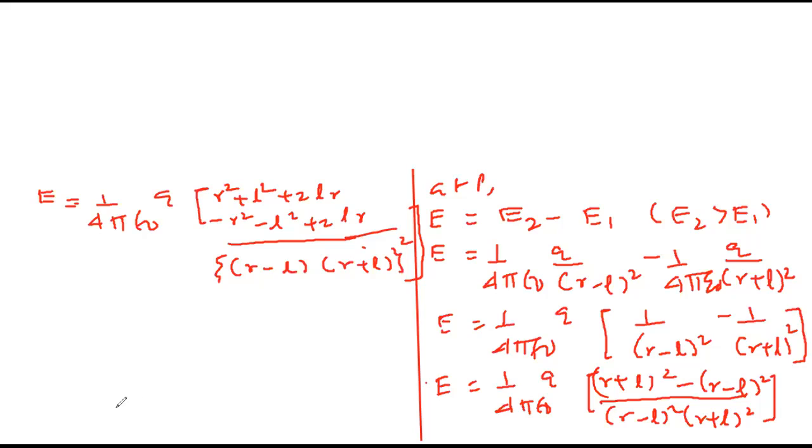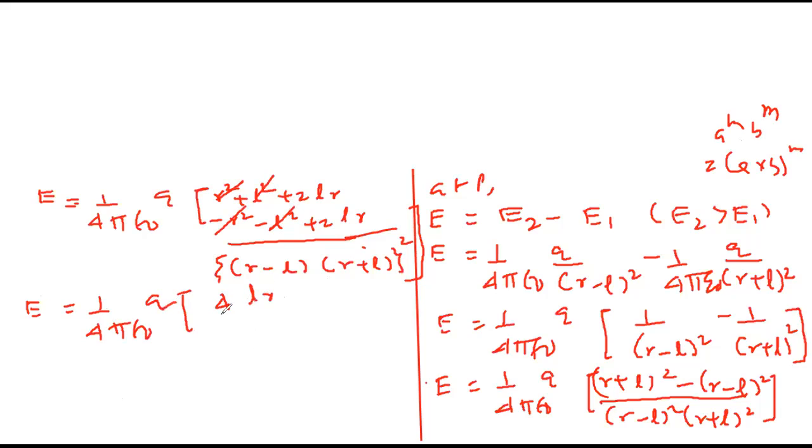Like say it is A raised to M, B raised to M. You can write (A into B) whole raised to M. Correct? Yes, sir. R square minus R square, L square minus L square cancel. E equals 1 upon 4 pi epsilon naught Q into 4LR upon (R square minus L square) the whole square.